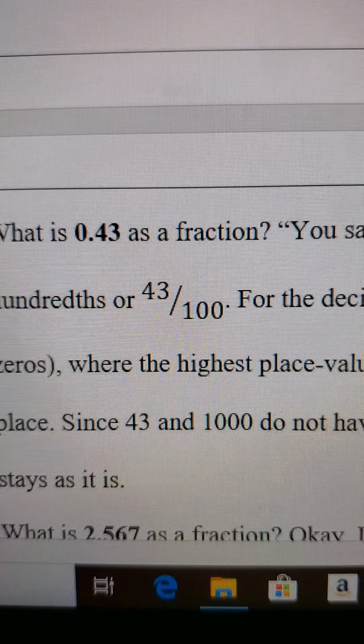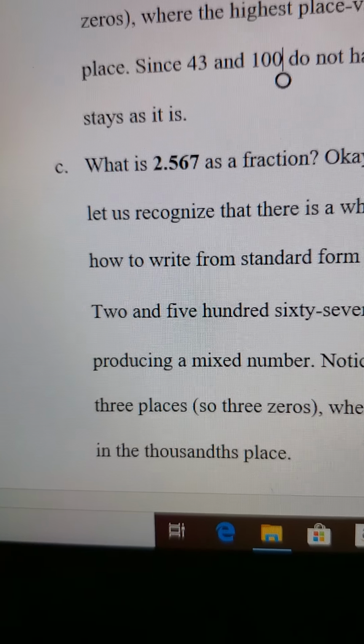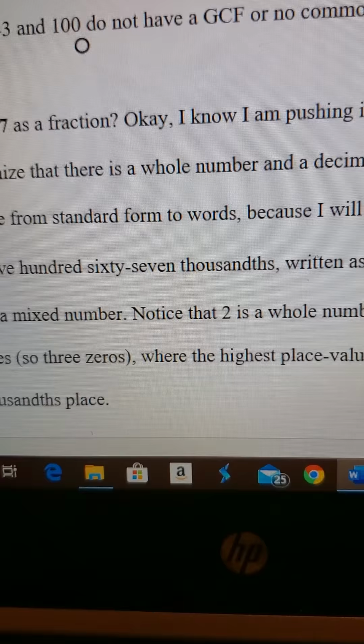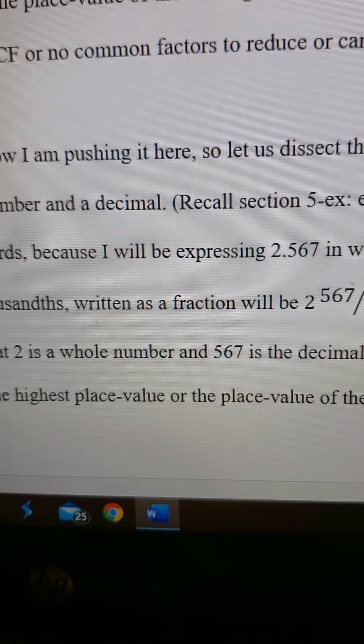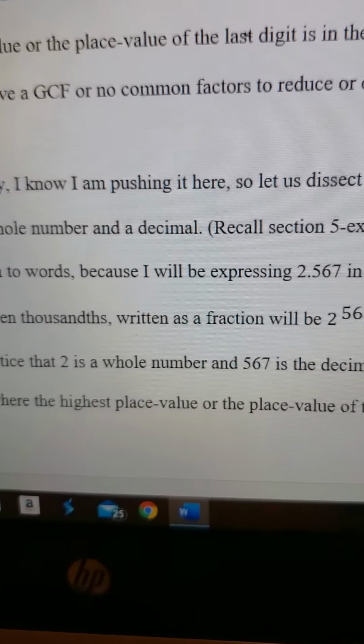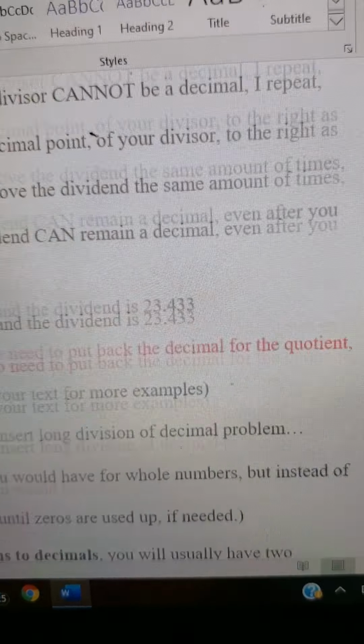Now let's take a look at another one. Here we go. So what is 2, and actually I'm going to say it in layman's language. What is 2.567 as a fraction? So, okay, I know I'm pushing it here. So let us dissect this. First of all, let us recognize that there's a whole number and a decimal. Recall section 5, example E, right? So let's go to section 5, example E. Let's see where that is. It's section 5.